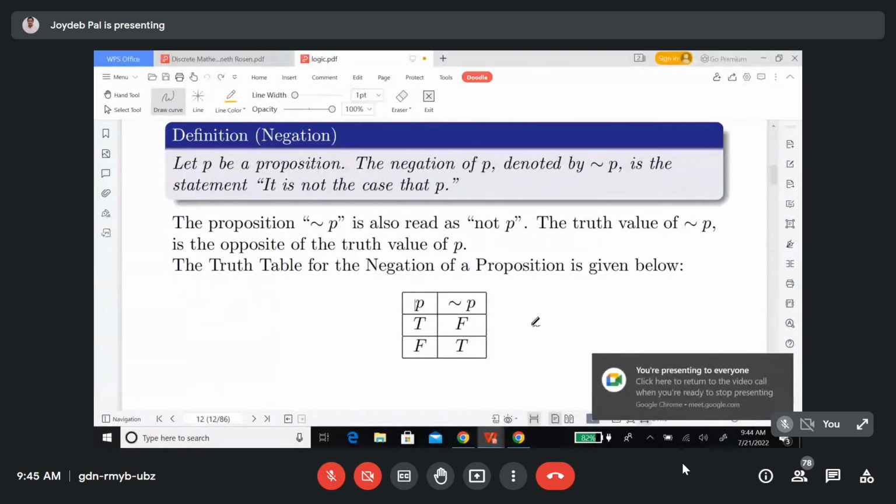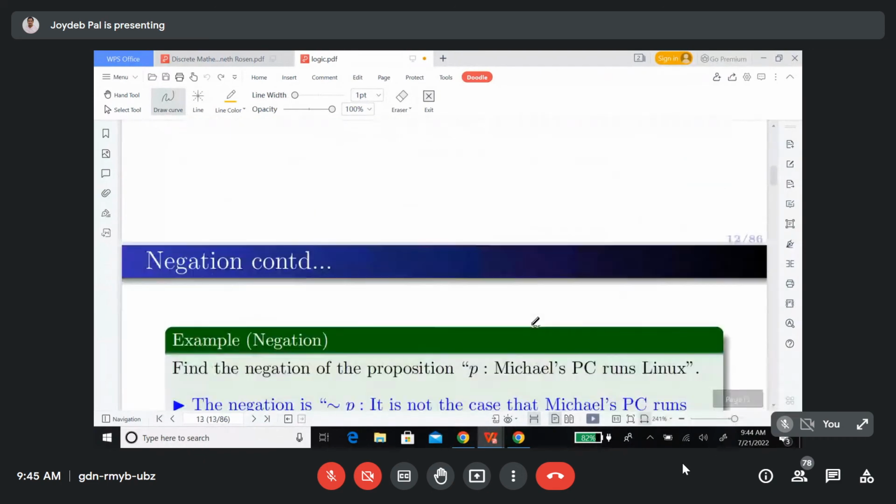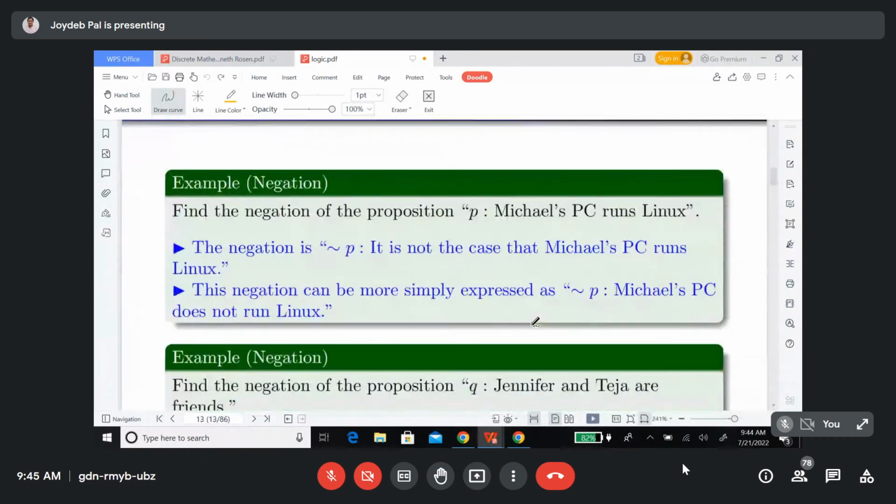Okay, now let us see some examples of negations, or how to write the negation of a proposition. Here the question is to find the negation of the proposition. We denote the proposition by small p. What is the proposition? Michael's PC runs Linux. It is the proposition. We have to write the negation of it.